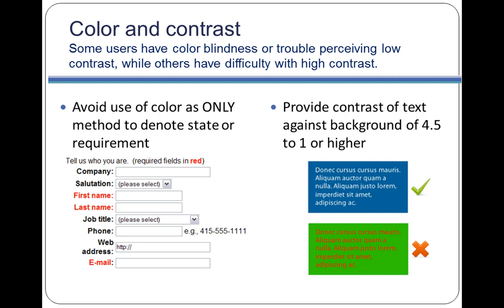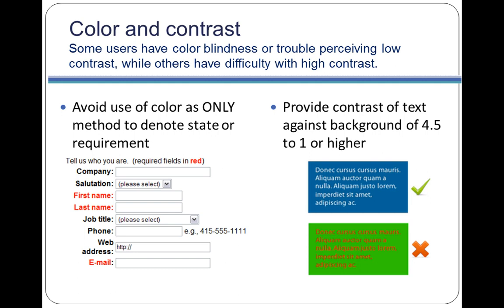So you want to avoid using color as the only way to give someone an instruction or provide meaning. So in the example on the screen here, we've got tell us who you are, required fields are in red. Well, if I have red-green color blindness, I'm probably not going to be able to know which one of those fields is red. So you want to add, and it's not that you can't use color as an indicator. You certainly can, but you just want to add something else. So if you had in red with an asterisk or in red with an underline, so there was something that supported the use of color, and color was not the only way to do it.